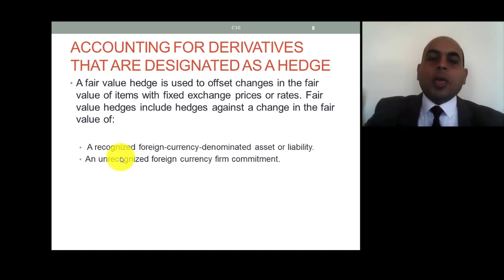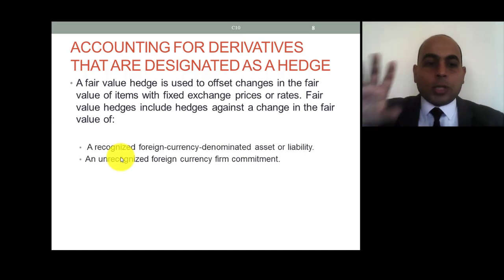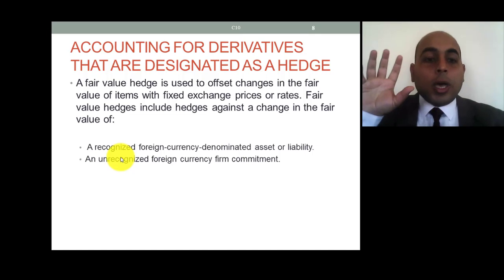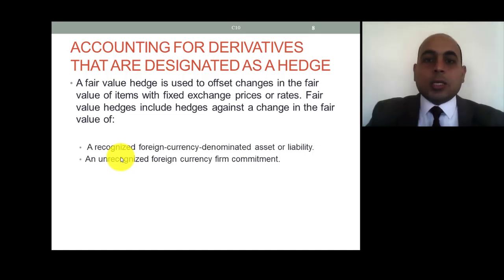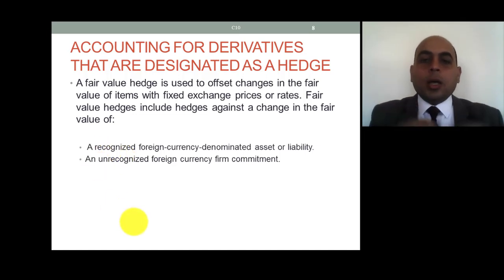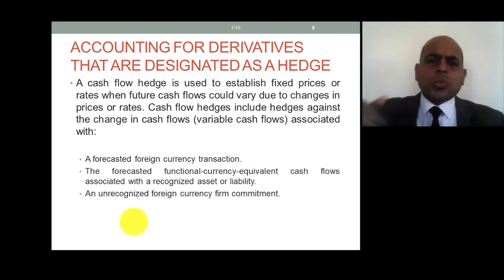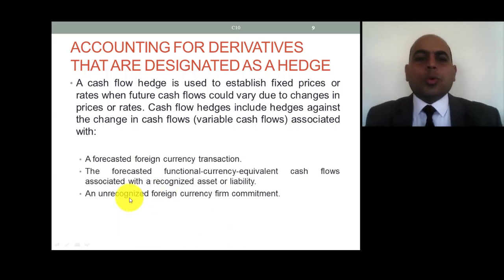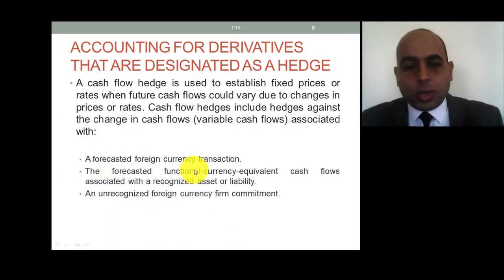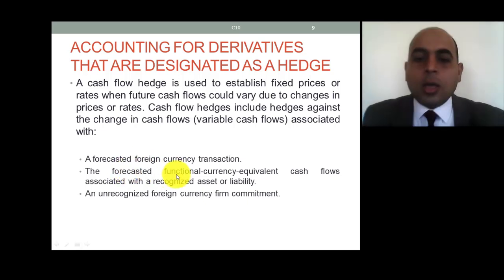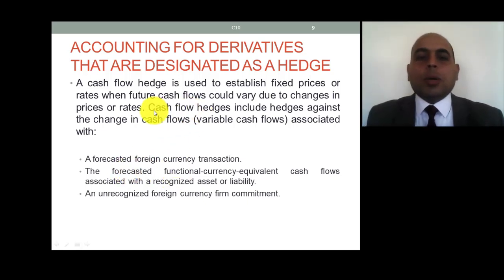As we have a recognized foreign currency transaction, or recognized foreign currency denominated assets or liabilities, in this case we are talking about a fair value hedge. We enter into a forward or futures contract to protect ourselves against a recognized foreign currency transaction. If we enter into a forward contract or futures contract to protect ourselves against a forecasted foreign currency transaction, in this case we are talking about a cash flow hedge.